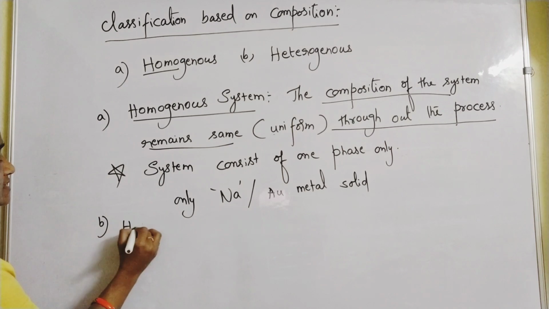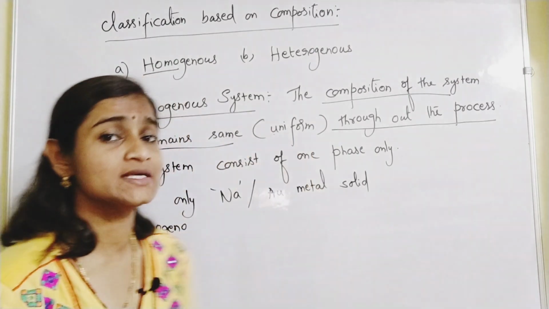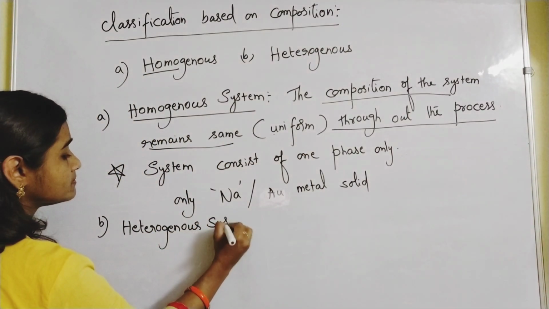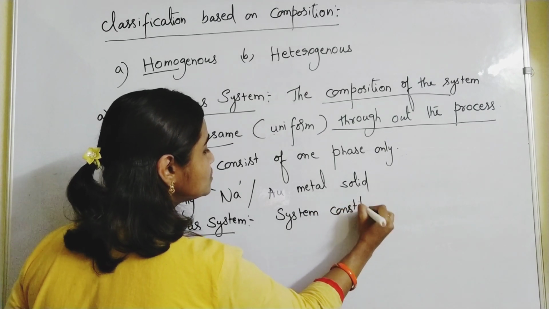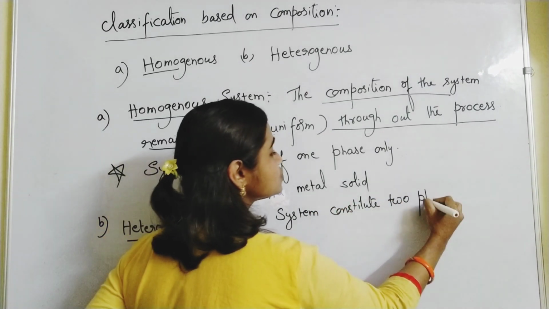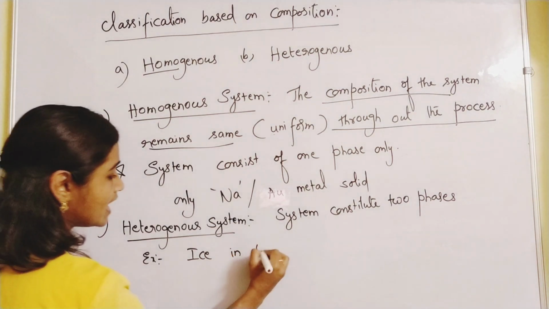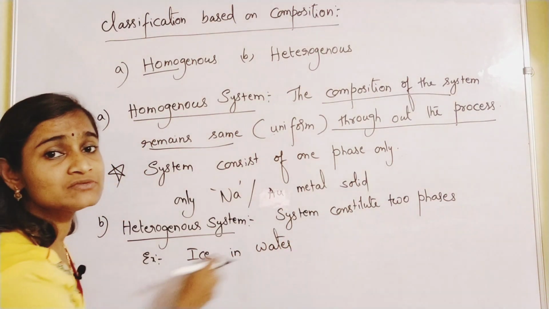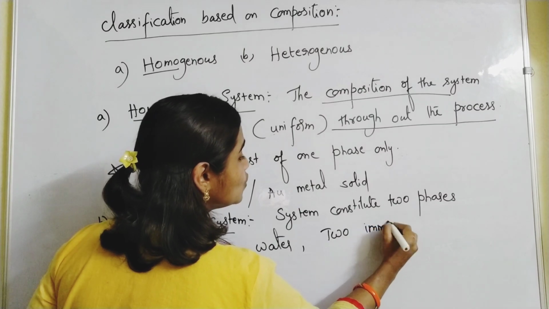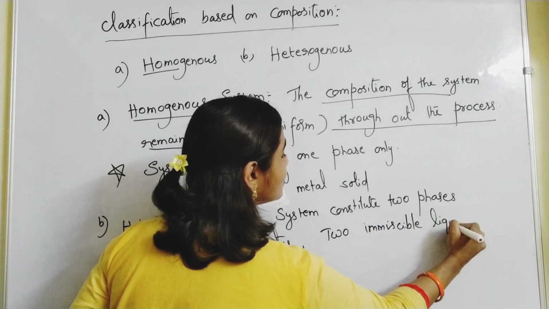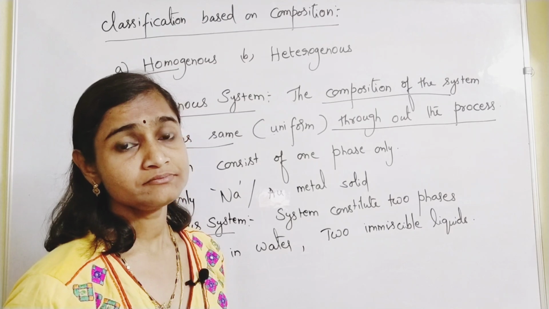In the same way, for a heterogeneous system, you are going to take two phases. The system constitutes two phases. What are those two phases? Suppose ice in water: ice is of solid phase, water is of liquid phase. Or you can take two immiscible liquids, like oil and water, two different phases.